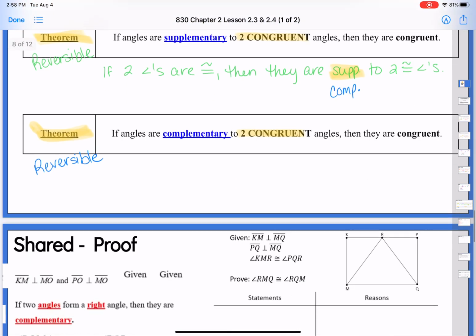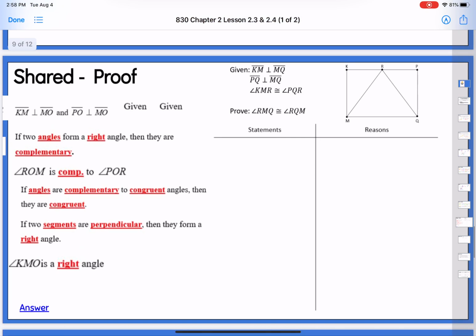That's the hardest part. So why don't we figure out how to do that. So here's a practice proof for you.